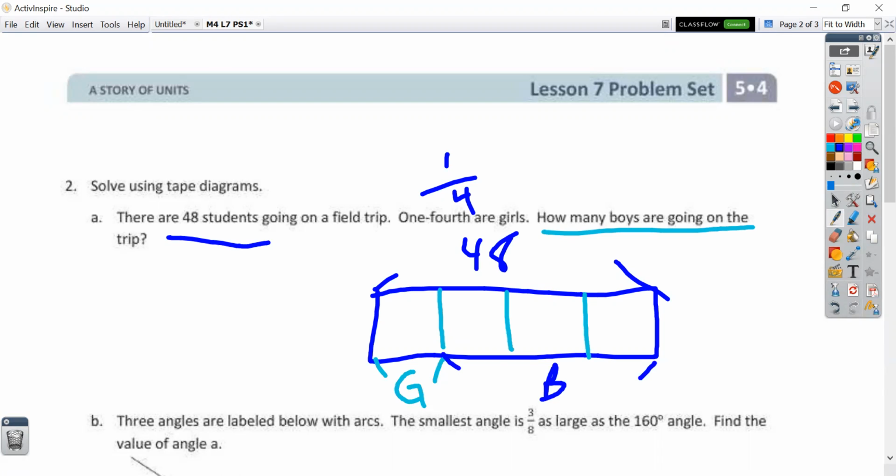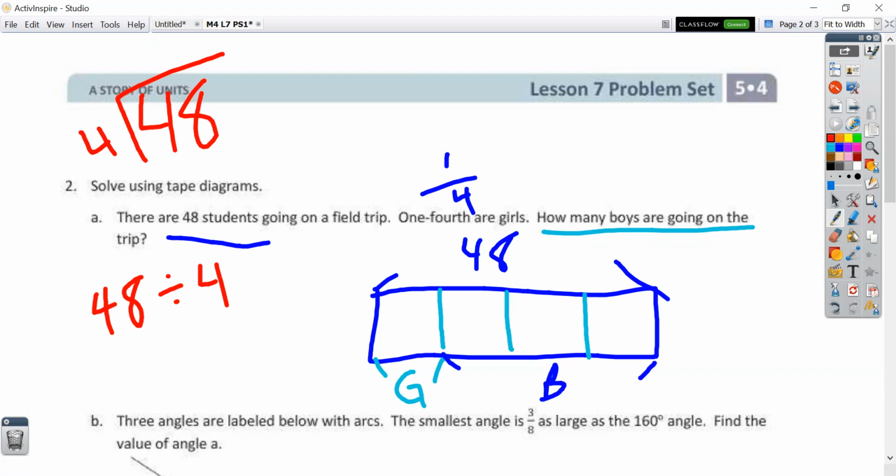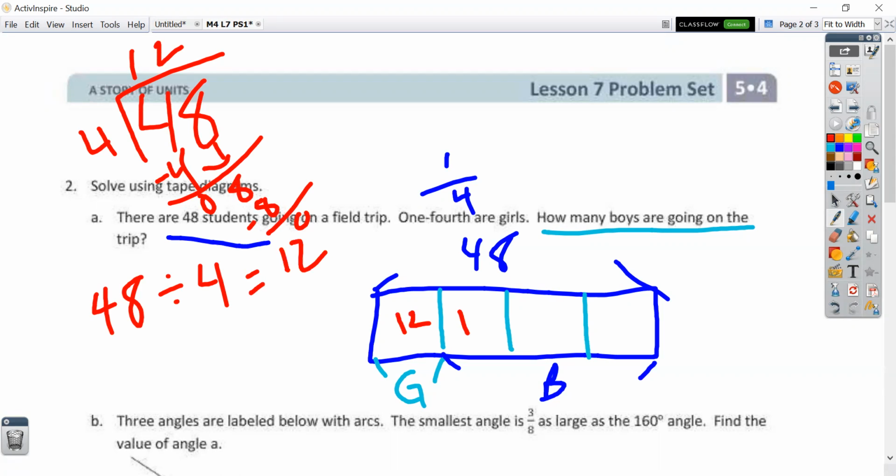So 1/4 are girls. So we need to think about how to take that 48 and break it up into those 4 equal groups. Well, when we want equal groups, we know we're dividing by 4. If you can't do that in your head, or you don't know that multiplication division fact, go ahead and set it up, standard algorithm, and you should be able to get the answer, no problem. So 48 divided by 4 is 12. So each one of these is a 12.